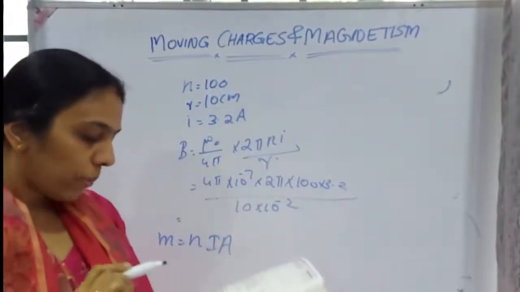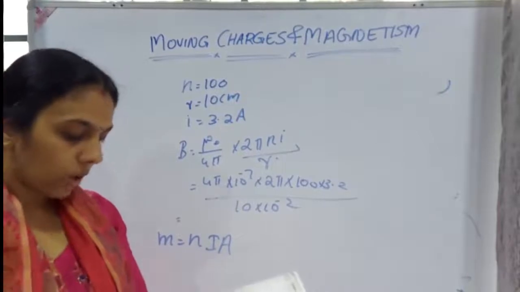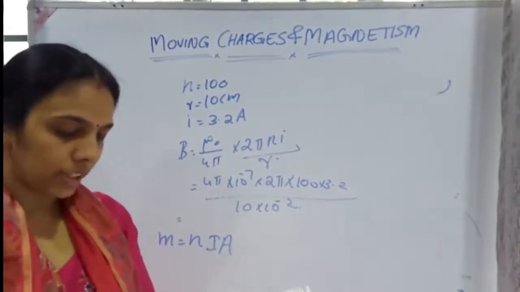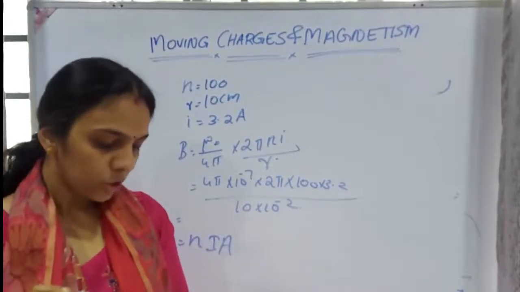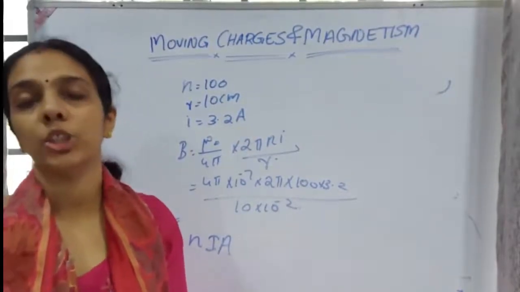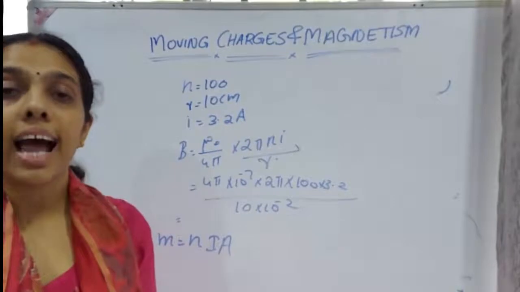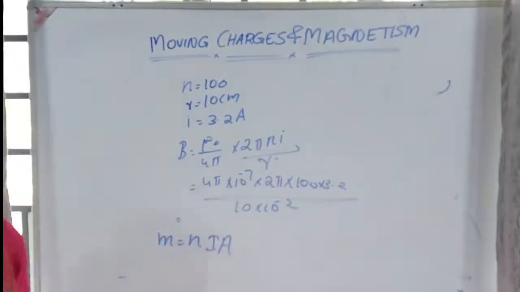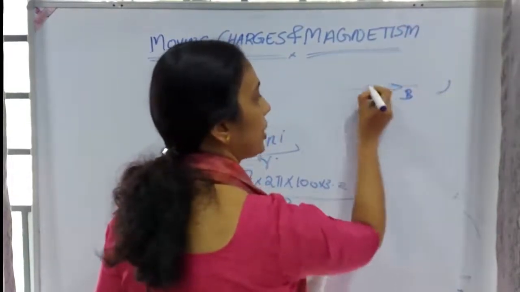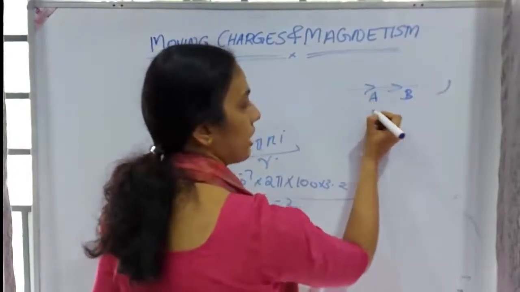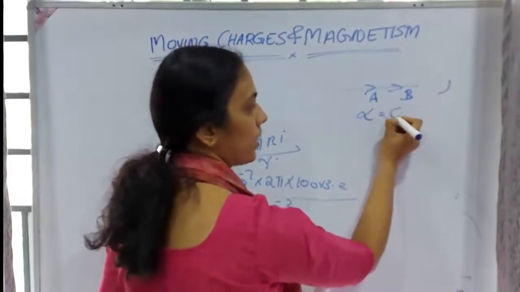Then a uniform magnetic field of 2 Tesla in the horizontal direction exists such that initially the axis of the coil is in the direction of field. So what is the meaning? Axis is in this direction, B is also in this direction. That means alpha equals 0.